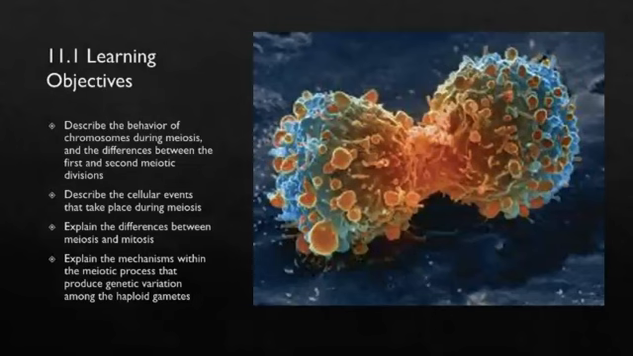Our learning objectives for this section are to describe the behavior of chromosomes during meiosis and the differences between the first and second meiotic divisions. Then describe the cellular events that take place during meiosis. Explain the differences between meiosis and mitosis, and explain the mechanisms within the meiotic process that produce genetic variation among our haploid gametes. Again, gametes are referring to the sperm cells or the egg.